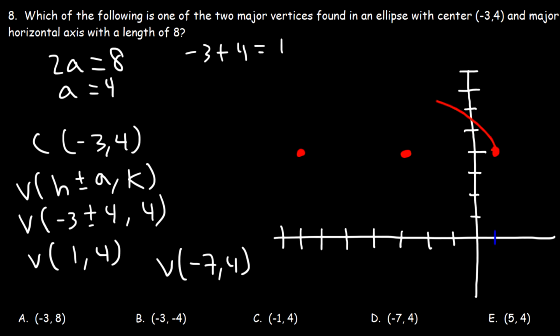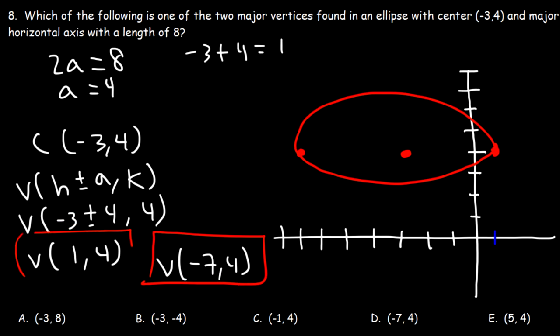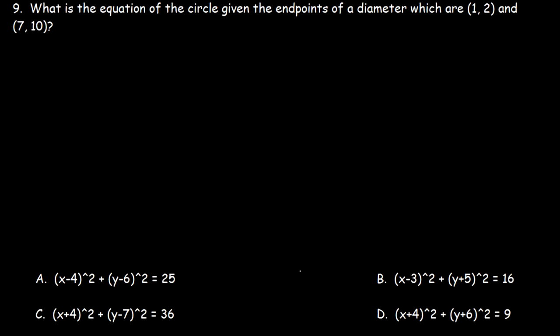So if we graph the ellipse, it should be something like this. We don't know the value of b, but we don't need to know it. We just need to know the vertices. So (1, 4) is not listed, but (-7, 4) is. D is the answer.